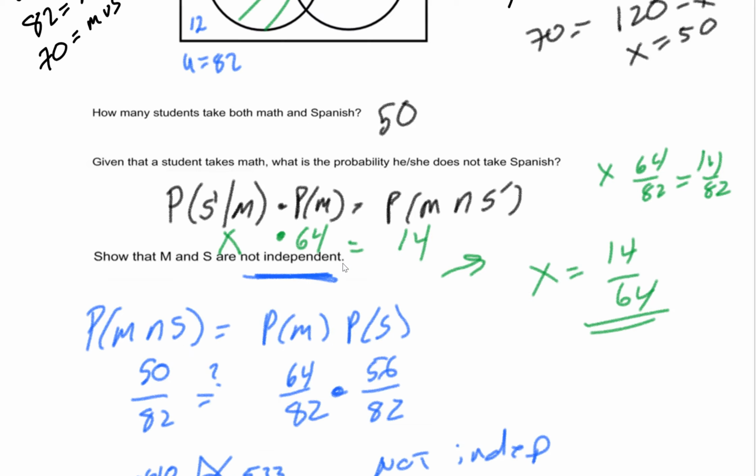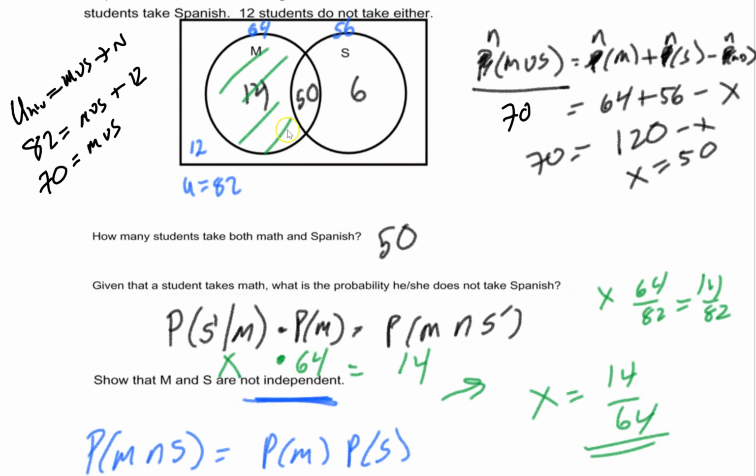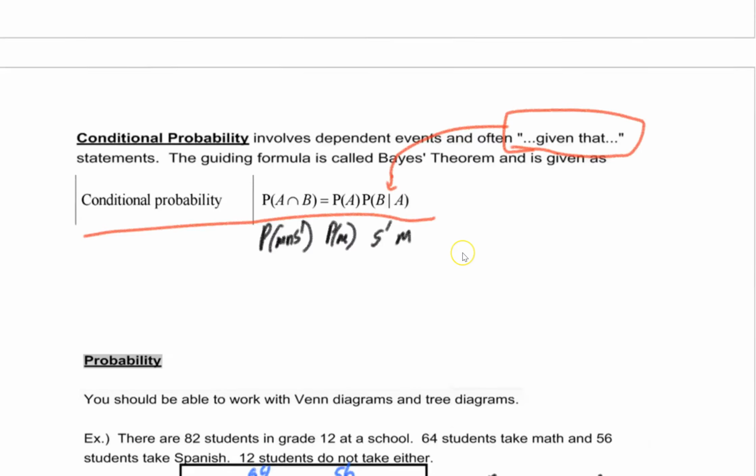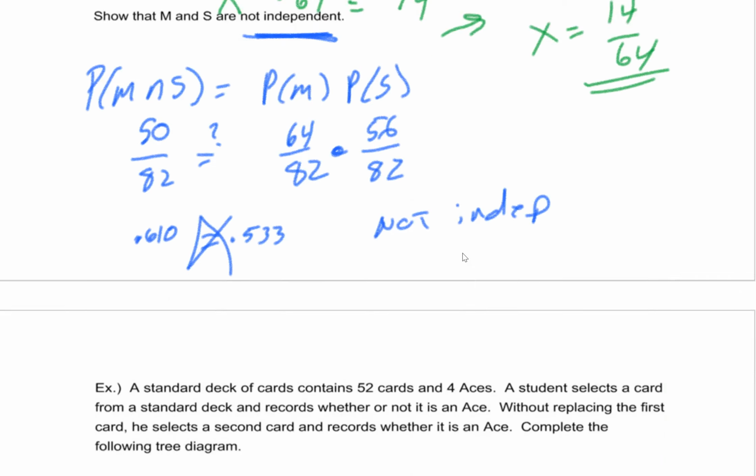And if they ask about mutually exclusive, it's easy if you just understand what it means. It means they have nothing in common. So look here, these have something in common. Otherwise, if you're not sure, you can use the formula for mutually exclusive. But that's a Venn diagram. Now let's do a tree diagram.